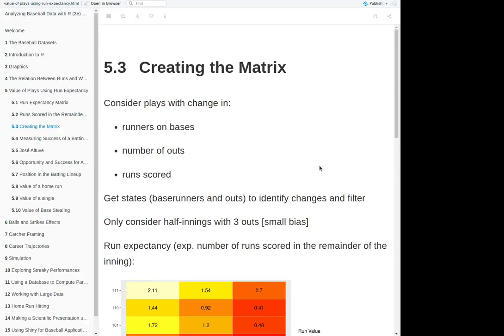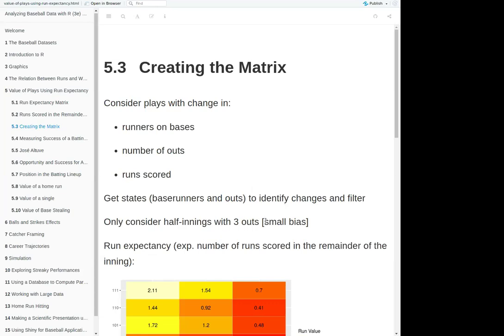So getting into the matrices and getting some numbers going, we consider plays with a change in the runners on bases, number of outs, and runs scored. So these matrices are all about the changes. So we get the states, which is our combination of base runners and outs, in order to identify the changes and filter out the data to look at those changes.